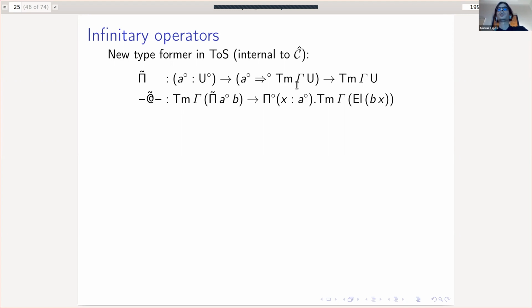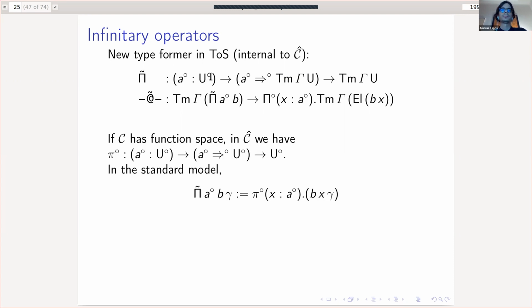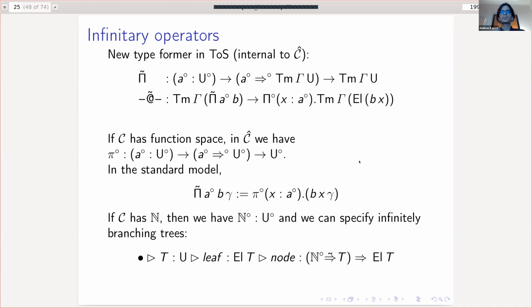So in the universe, I can index terms in the universe by a type in C, so an element of U circle. And if I want to interpret this, I need, just as for the identity type, I needed C to have identity types. For this infinitary pi or pi tilde, I need C to have function space. And then I just interpret this pi tilde with that function space, which I have in C. And now this is a description of natural number branching trees, infinitely branching trees.